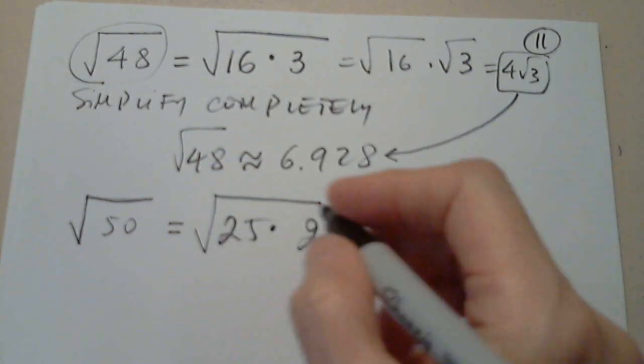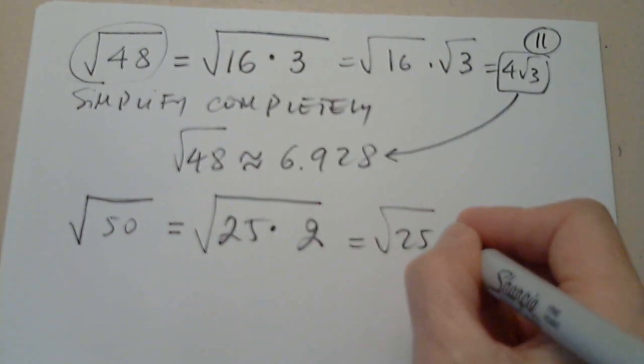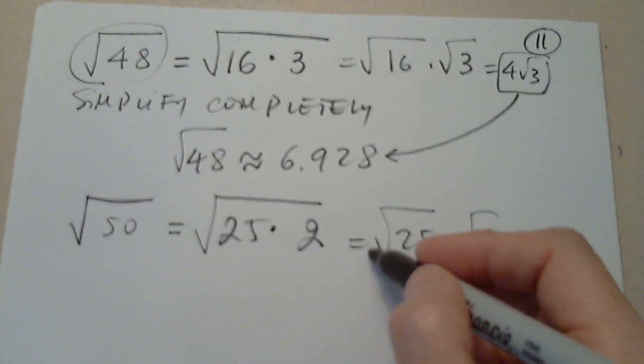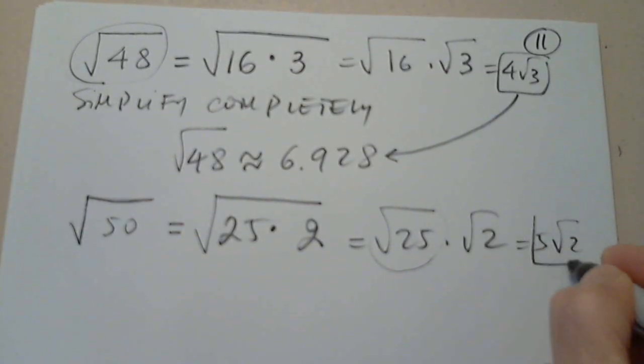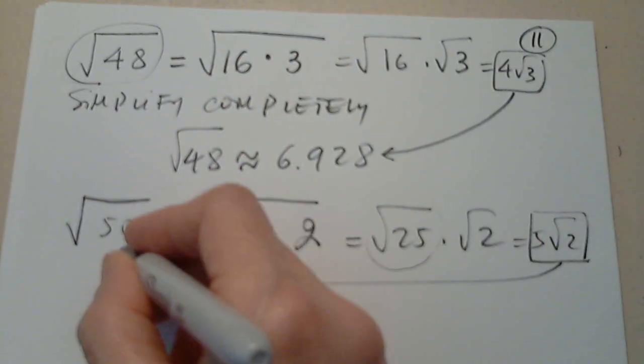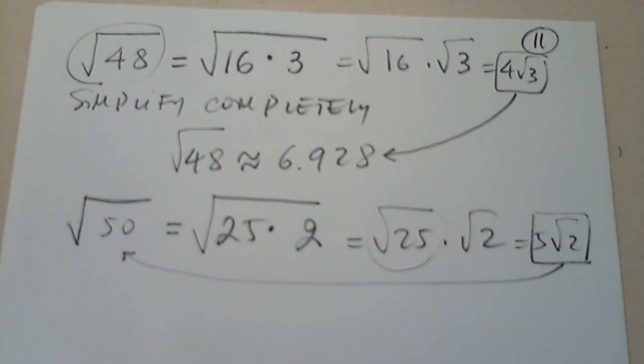Now I write the property, the square root of 25 times the square root of 2. And I know that the square root of 25 is 5. So then, this is the simplified form of the square root of 50.